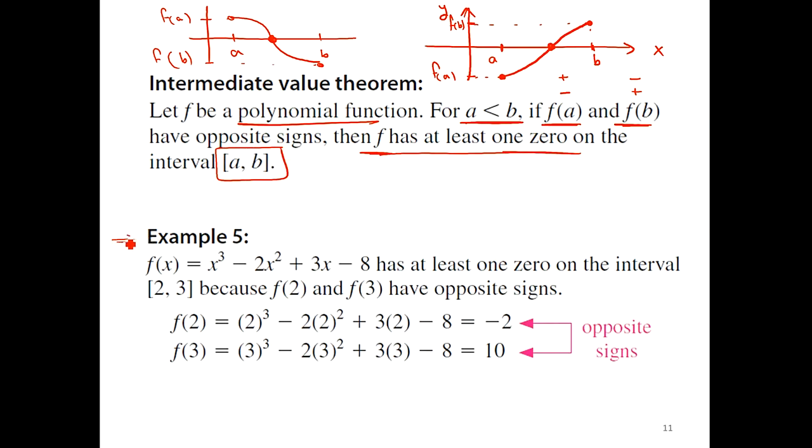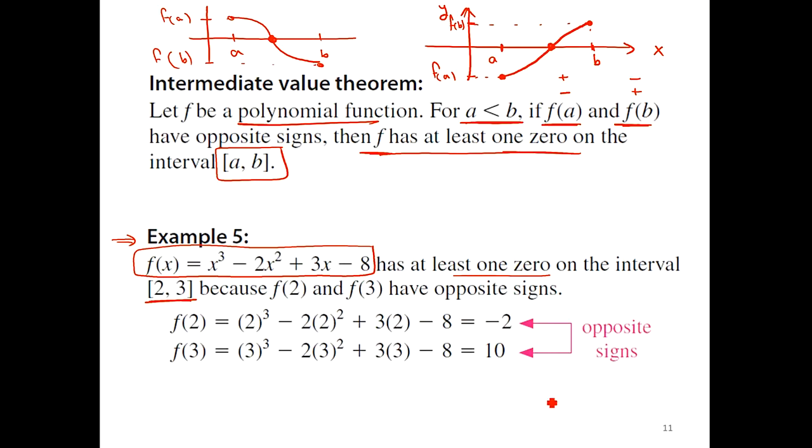Look at example 5. This is the polynomial. We need to verify it has at least 1 zero on the interval between 2 and 3. So we have a zero between 2 and 3. Now substitute 2 in f of x and substitute 3 in f of x. If we have different sign, so absolutely we have a zero between 2 and 3 for f of x.